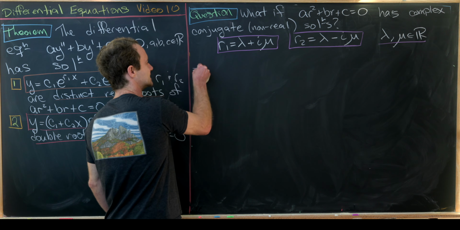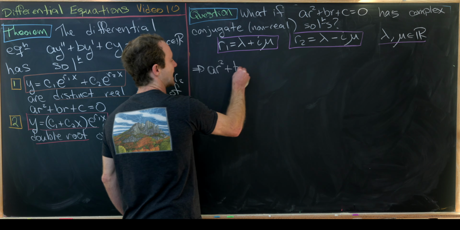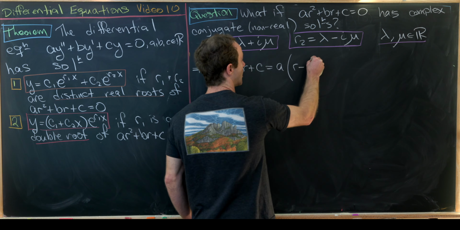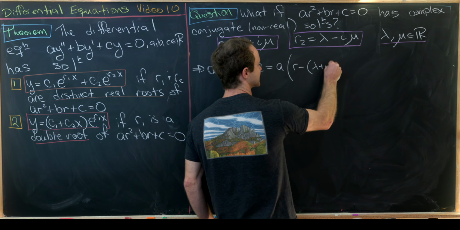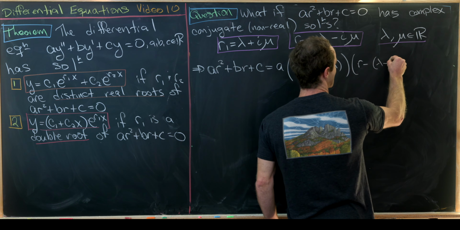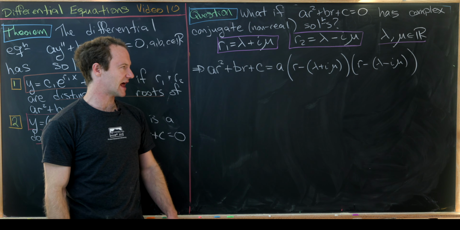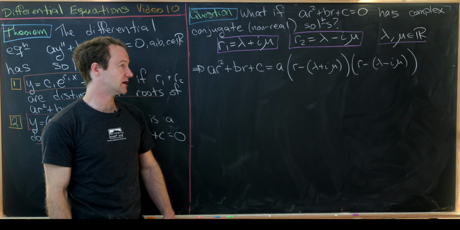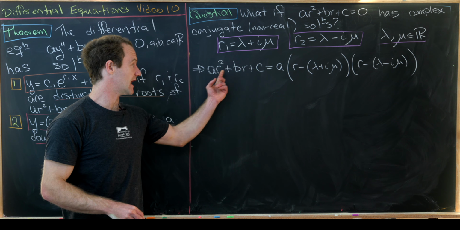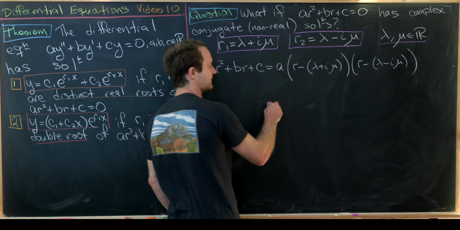But that implies that we have the following factorization of our polynomial. So we have a r squared plus b r plus c factors as a times (r minus r1, which is lambda plus i mu), and then (r minus r2, which is lambda minus i mu). Great. But now let's multiply that out to see what we get in terms of lambda and mu when this whole thing is expanded. Notice, since we know a, b, and c are real numbers, all the stuff with i should cancel out. And in fact, it will.